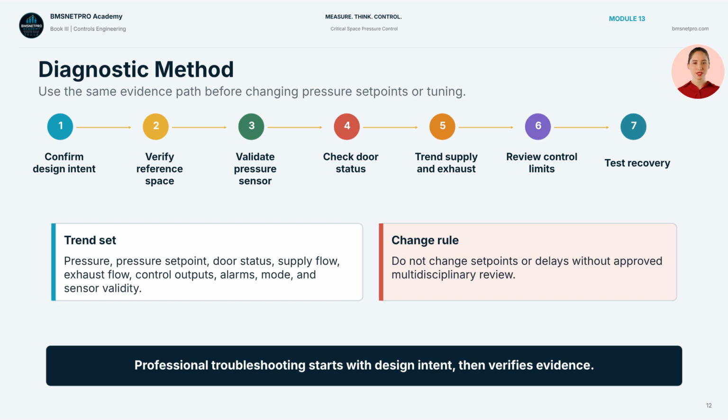Before changing pressure set points or tuning, use a diagnostic evidence path. Confirm the approved design intent, verify the reference space, validate the pressure sensor and tubing, check door status, trend supply airflow, exhaust airflow, pressure, control outputs, mode, alarms, and sensor validity. Review airflow limits and failure response, then test recovery. Critical space pressure settings should not be changed casually. They often require multidisciplinary approval.